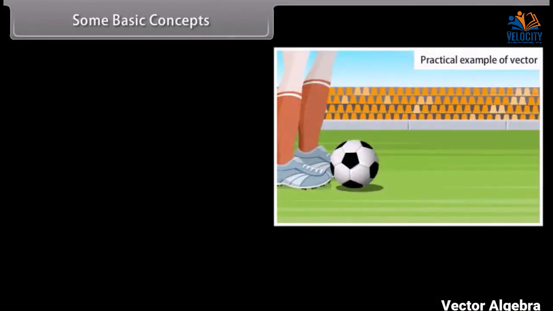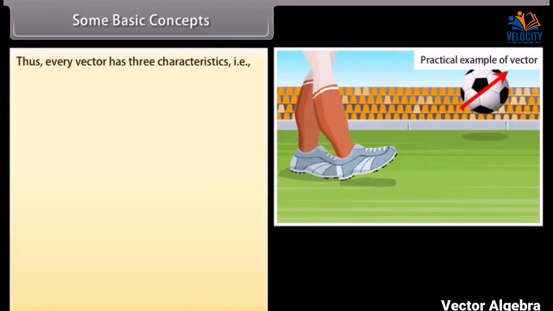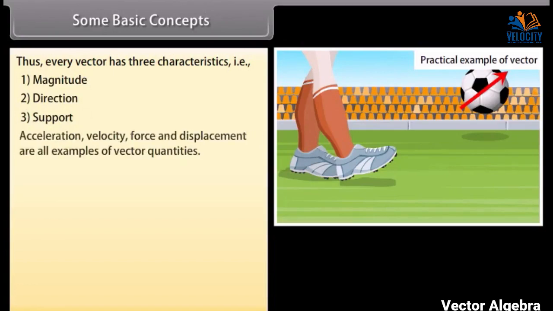Practical example of vector. Thus, every vector has three characteristics, that is, 1. Magnitude, 2. Direction, and 3. Support. Acceleration, velocity, force, and displacement are all examples of vector quantities.